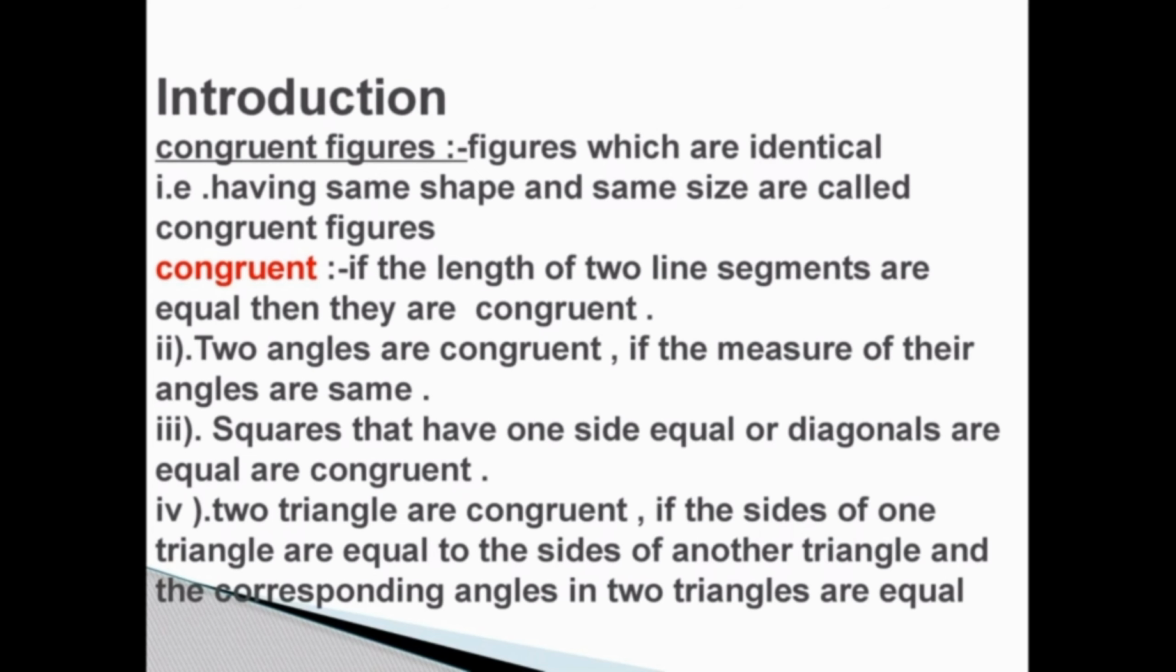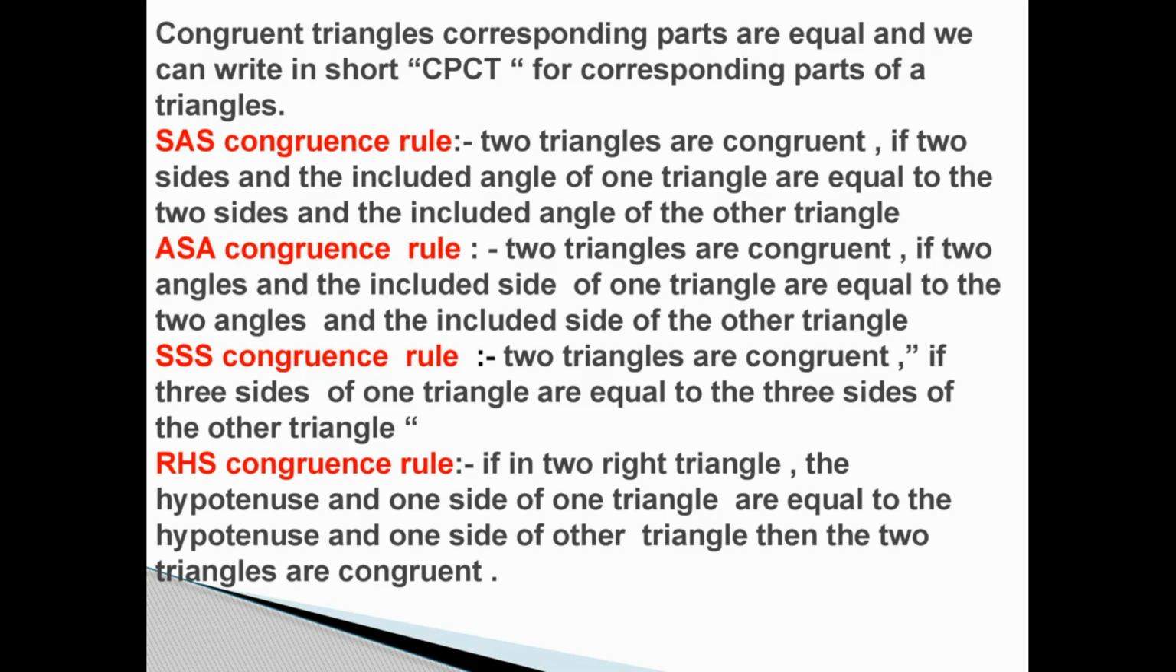Two triangles are congruent if the sides of one triangle are equal to the sides of the other triangle, then the corresponding angles of the two triangles are equal. Congruent triangles' corresponding parts are equal, and we can write this in short form as CPCT, corresponding parts of congruent triangles. Next, some rules. SAS congruency rule.